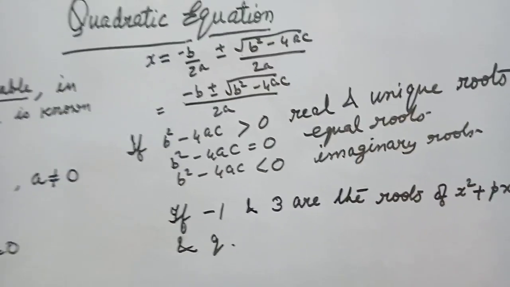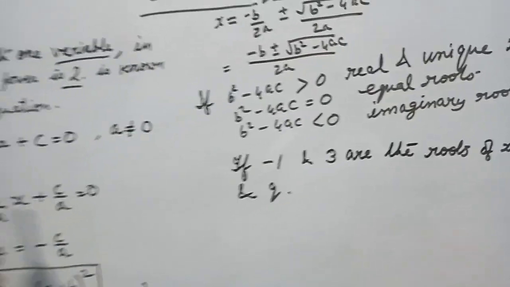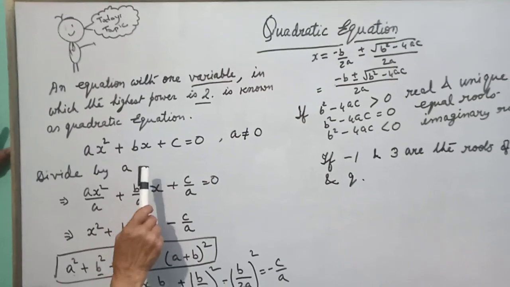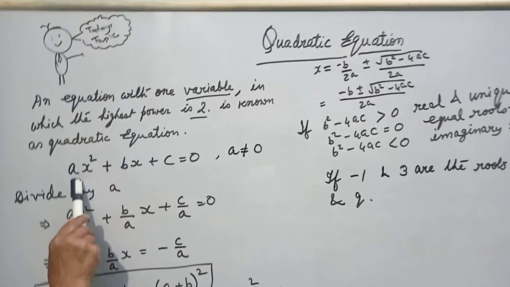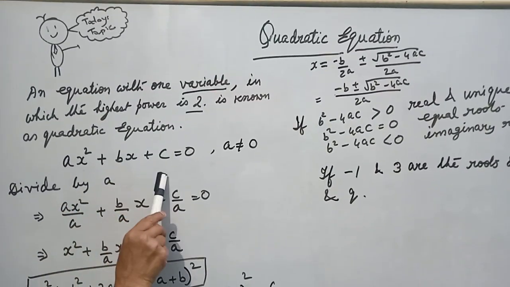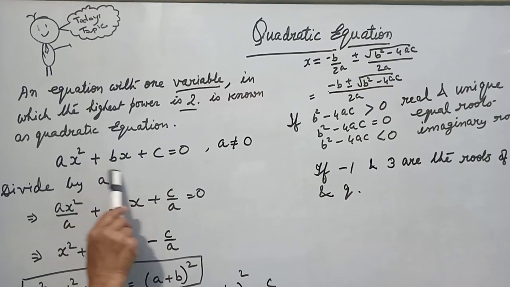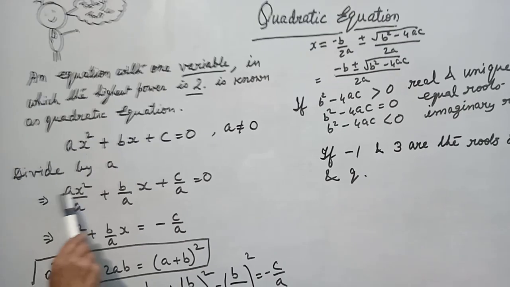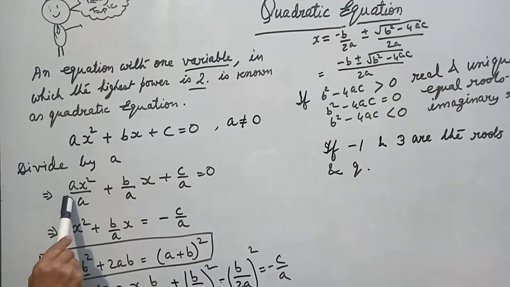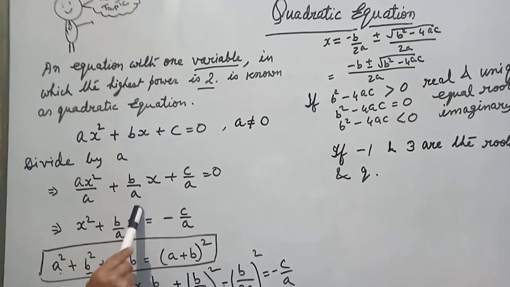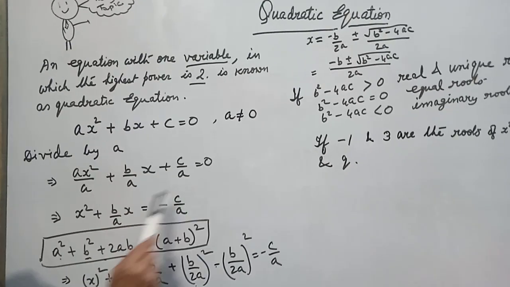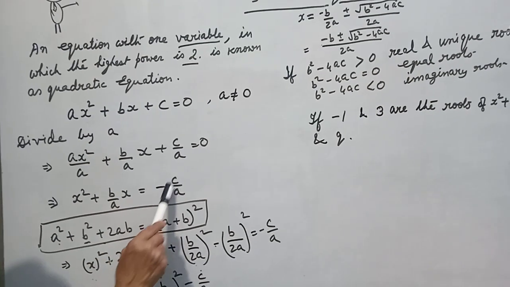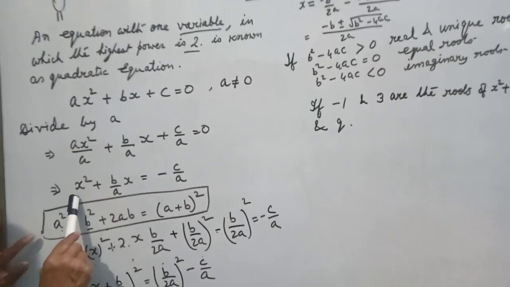Now b squared minus 4ac. Learn this thing very clearly because you are having this type of question in your board examination. Here ax square plus bx plus c equal to 0 is a standard form of quadratic equation where a is not equal to 0. Then divide the whole by a. Then ax squared by a plus b by a x plus c by a equal to 0. So x squared plus b by a x equal to minus c by a. I can write this.